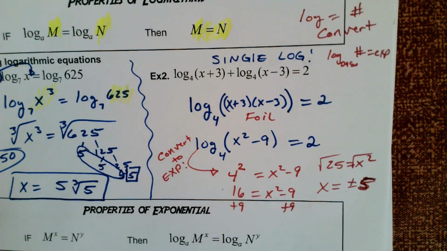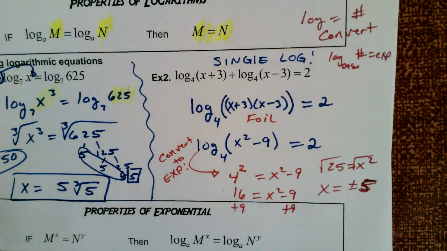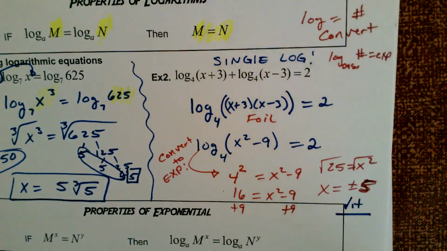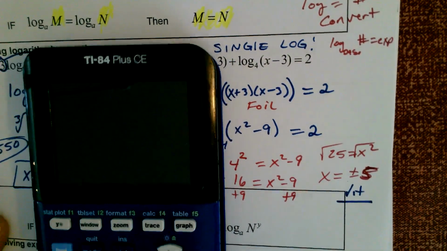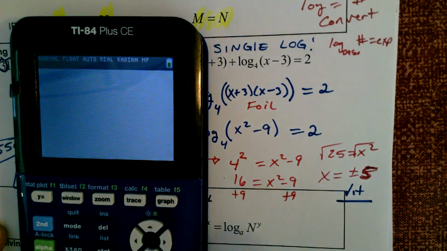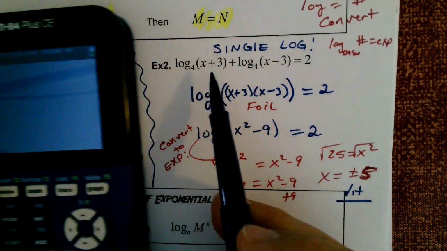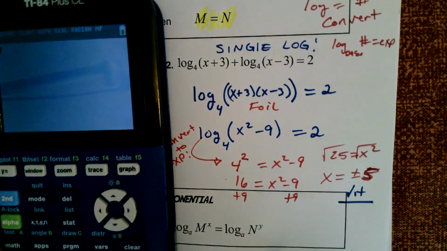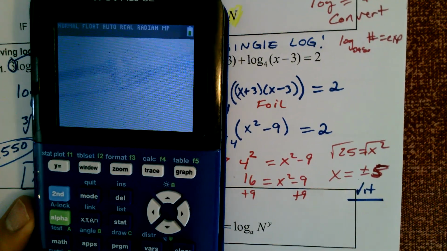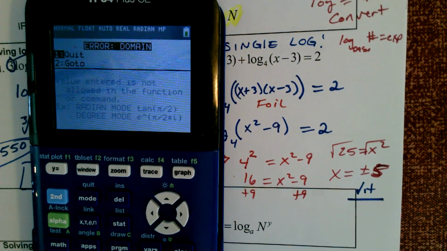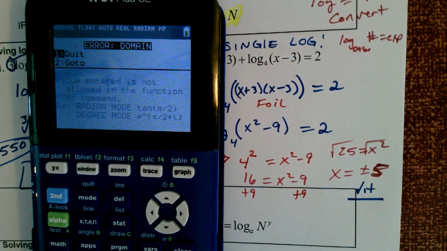Now, because we're dealing with logs, there's a restriction in our domain. So this is a reminder that we need to check it. Anytime we know we have restrictions in domains, you've got to check it. If I plug in 5, 5 plus 3 is 8, and 5 minus 3 is 2, okay. Where I run into issues is if I get log of 0. If I get the log of 0, I get an error message. You cannot do log of 0.